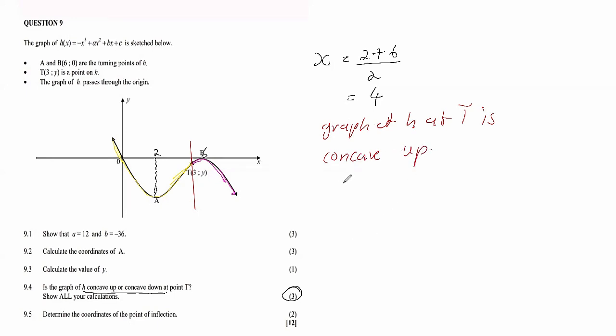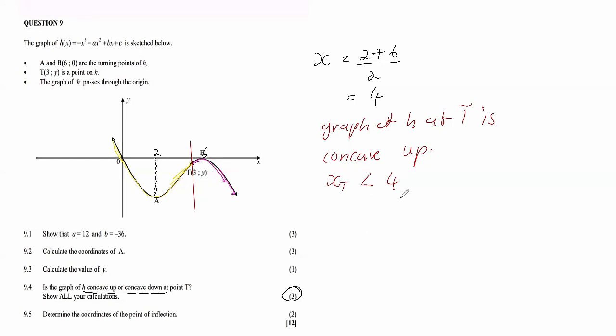Why? Because we can see that our x coordinate of T is coming before the point of inflection, right? So our x coordinate of T is less than 4, which is the point of inflection. So if it's before the point of inflection, that means it is still concave up there. But if it was after the point of inflection, then we would say the graph at that point is concave down, right? So that's how you were just supposed to go about answering that question, right?